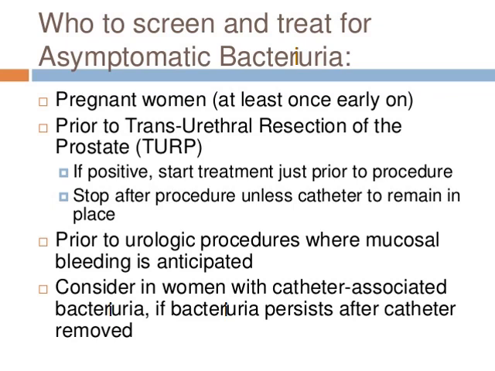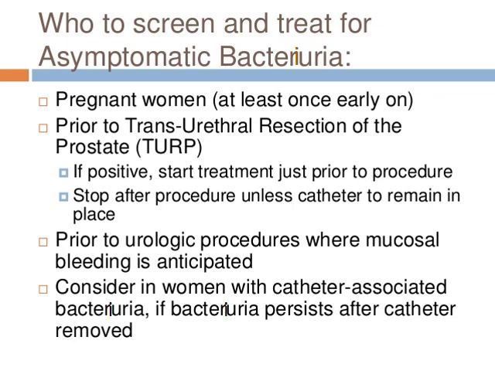The first category, which includes patients that should be treated for asymptomatic bacteriuria, includes pregnant women, patients prior to transurethral resection of prostate, prior to any urological procedure to prevent the dissemination of infection, and women with catheter-associated bacteriuria if bacteriuria persists after the catheter is removed. This group should be treated for asymptomatic bacteriuria.